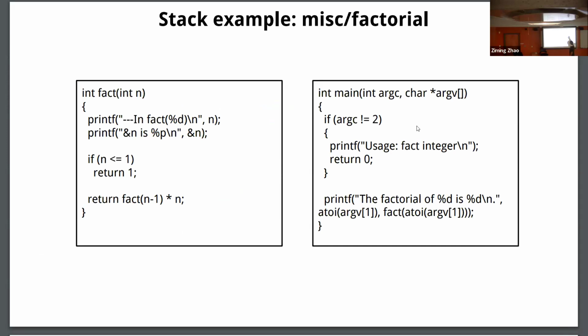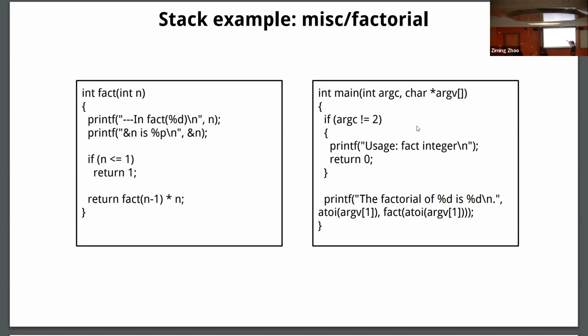We have a main function. The main function takes 2 arguments. The first argument is the program name itself. The OS will give it, so you don't need to type anything. Second argument, you need to type an integer. Of course, this program has a lot of bugs. We don't have a check to see if your input can be converted to an integer, right? So that's not the purpose anyway.